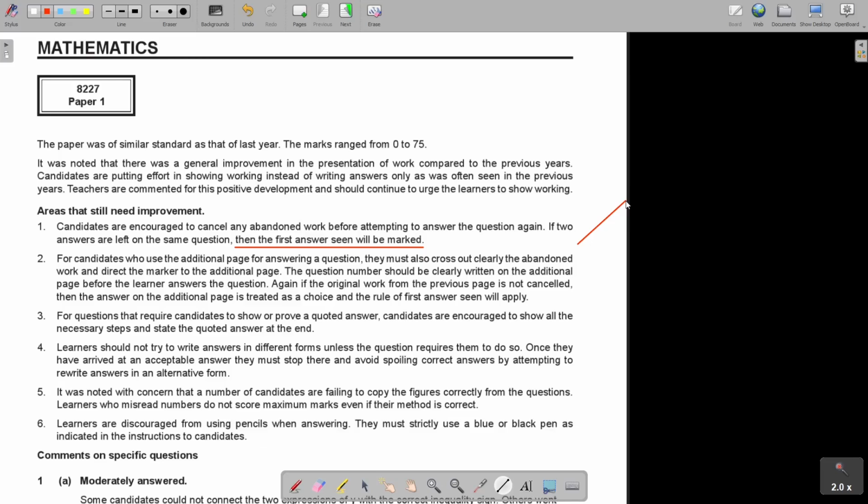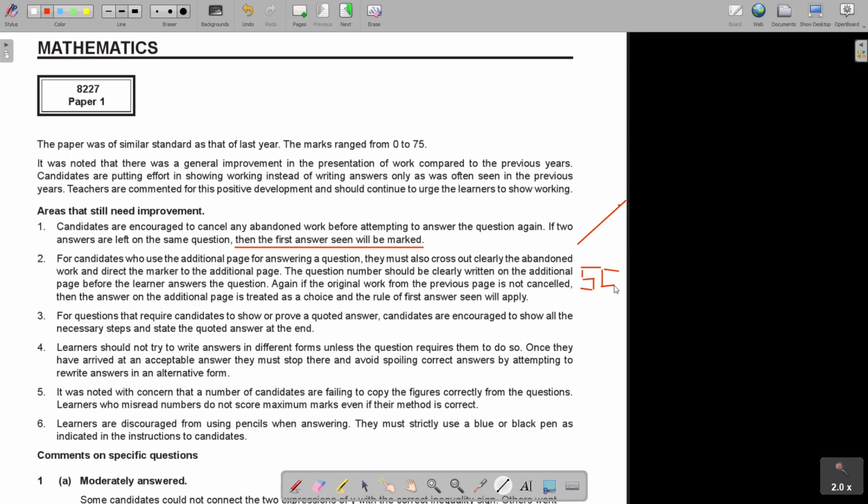For candidates who use an additional page for answering a question, they must also cross out clearly the abandoned work. So if you go to the extra page and you don't want them to mark in that space provided, also cancel it out. And direct the marker to the additional page. Say, see page 23 or additional page. The question number should be clearly written on the additional page. So if it's question 5C, then go and write 5C.